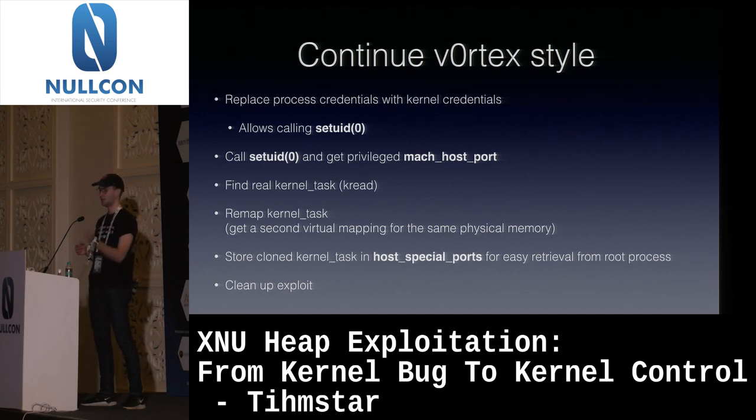So we have this remapped kernel task, and then we store the cloned kernel task pointer into the host special ports array. Now every root process, I think you do need the get-task-allow entitlement, if you're root and have that entitlement, you can call host special ports index 4, and it will give you back a kernel port, a send right to the kernel port. After this, we're pretty much done. Just clean up the exploit, and we achieved our total goal.